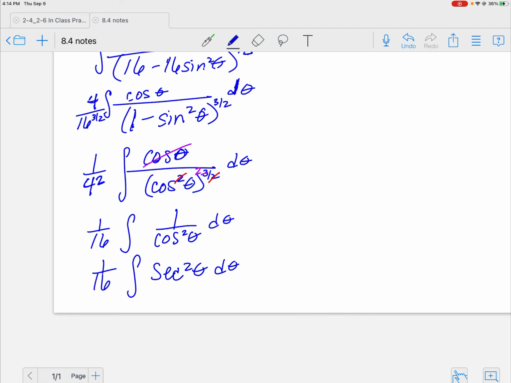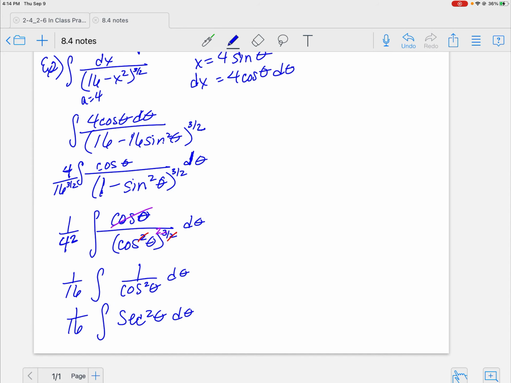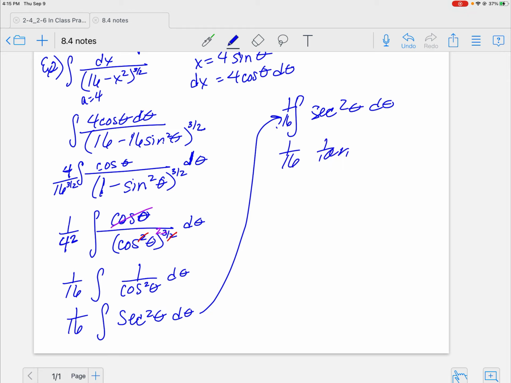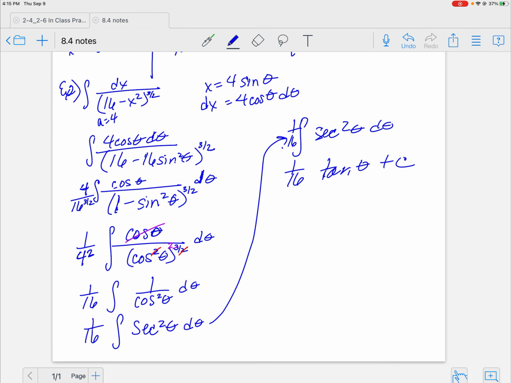We know that antiderivative, don't we? I'm going to bring it on up here. I'm going to rewrite this just so that we've got it all together. 1/16 of secant squared theta d theta, and tangent. Now here's the deal. I end up with tangent as an answer.